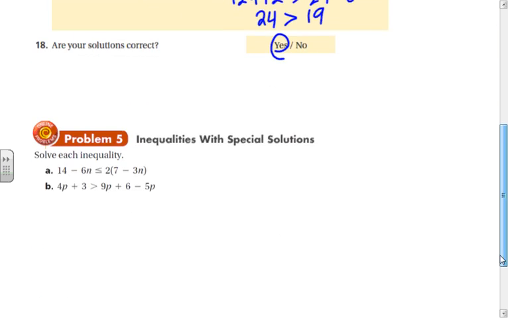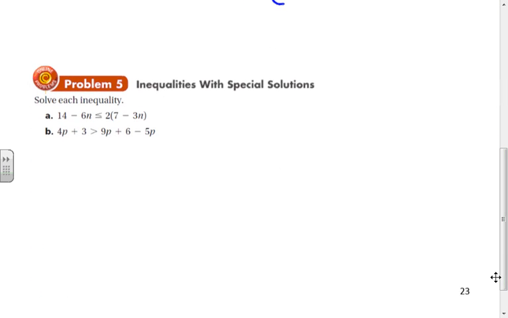All right, on problem number 5, sometimes inequalities will have special solutions, just like when we did equations. Sometimes there's no solution, sometimes any number will work. That can happen with inequalities also. So let's go ahead and check these out. We'll do A over here. 14 minus 6n less than or equal to 2 times quantity 7 minus 3n. And let's clear the parentheses. That won't change our inequality.